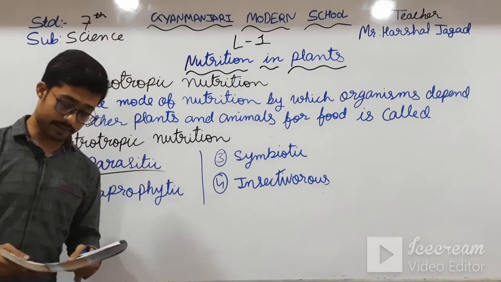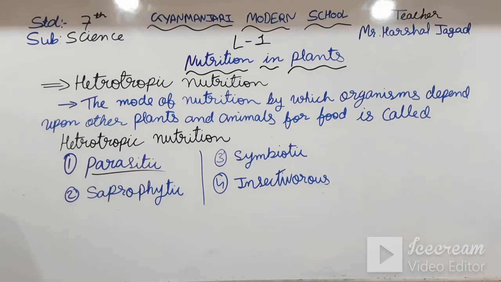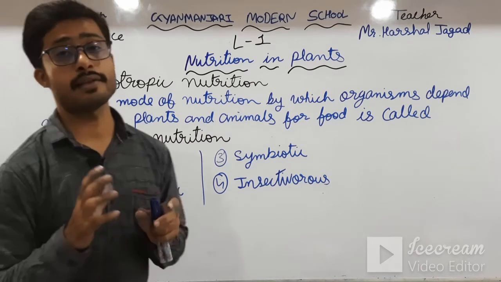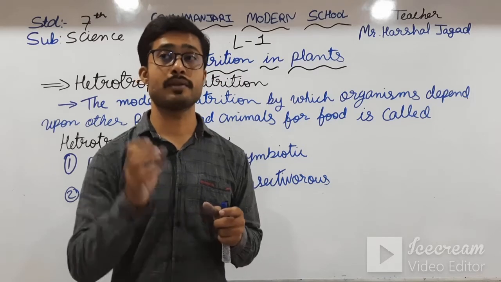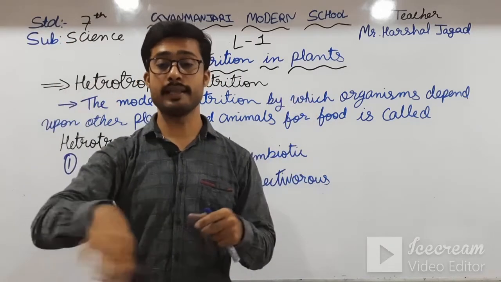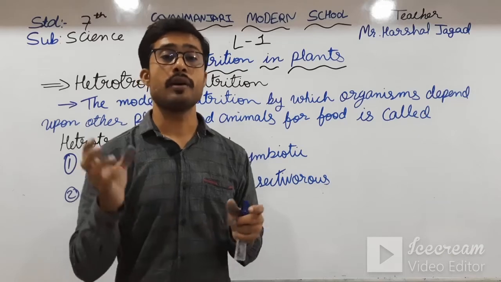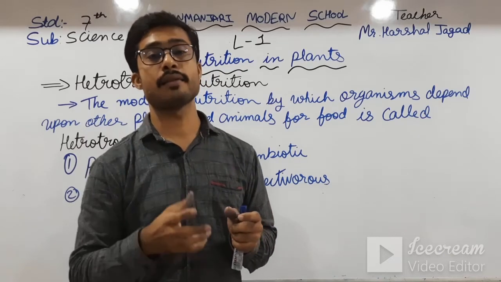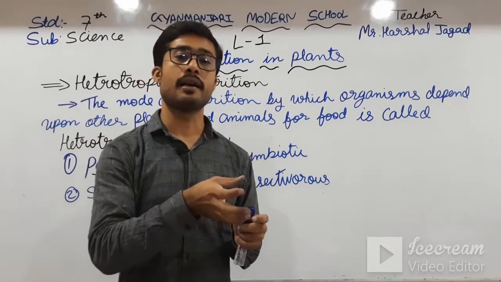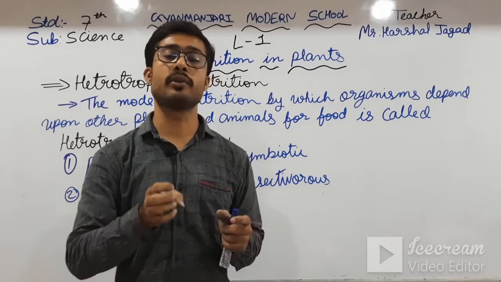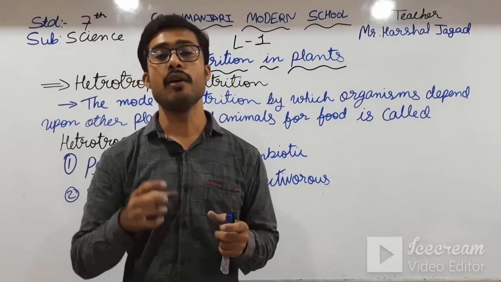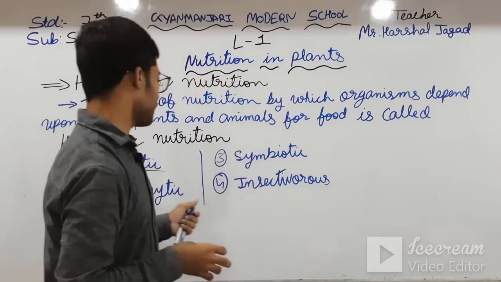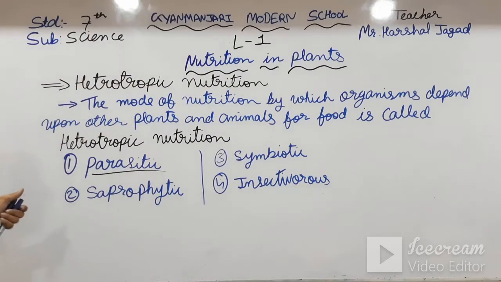Okay students, they grow more in the tropical forest. Why? Because there are more dead leaves on the ground. So from those fallen leaves, they convert the leaves to sugar. Okay students, and they make their food. So these are the saprophytic plants.